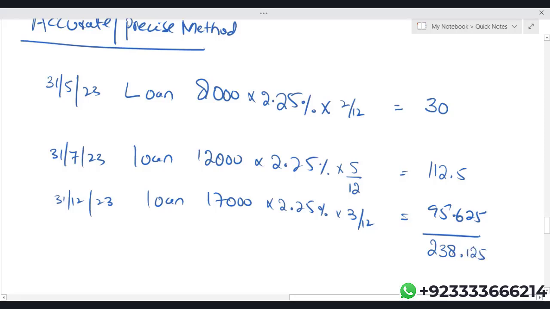If Mr. Y was not paying any interest, assuming the loan was interest free, then 238.125 we would have considered as a taxable benefit. So if interest was 0%, then the entire 238.125 is your taxable benefit. But this is not the case. It is not happening here.